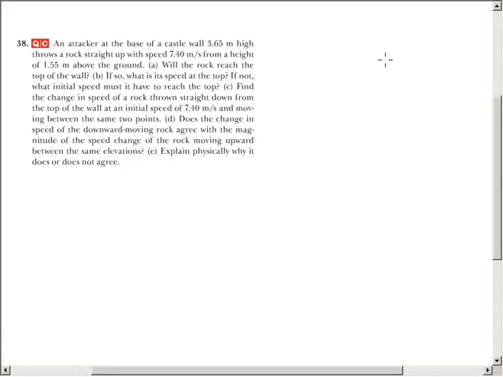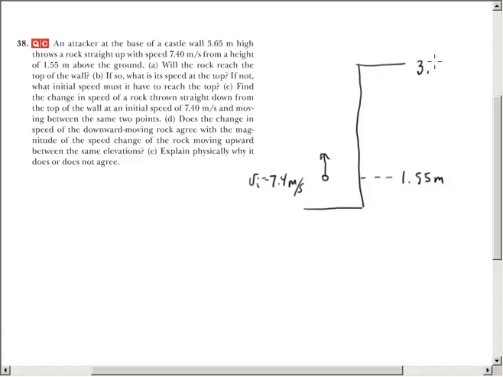Let's start off with just a drawing, and a drawing just helps you make sure you got all your relevant variables. So we've got the top of the wall, and then we have the base, we have the object being thrown up, and we know that the initial velocity VI is equal to 7.4 meters per second. We also know that its height is 1.55 meters. Height of the wall, 3.65 meters. And we know it follows some path. We'll draw that path and then comes back down.